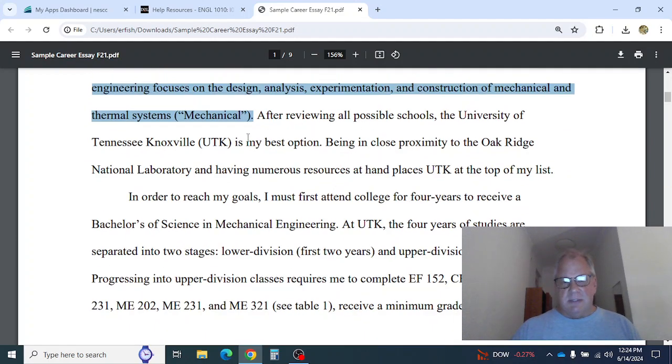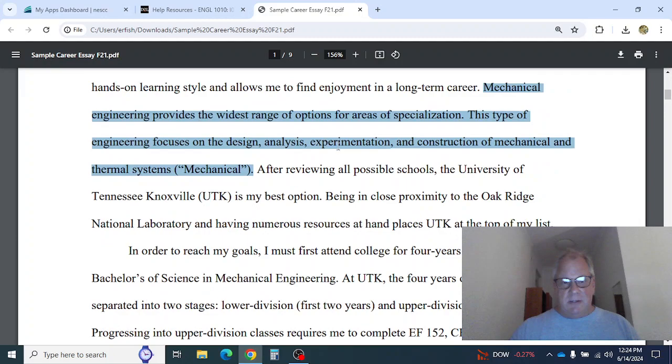Then he tells us after reviewing all possible schools, he's going to go to UTK. Be careful, don't just say UT. UT in the education field means University of Texas, which is a bigger college than UT Knoxville. So make sure you got the K in there.